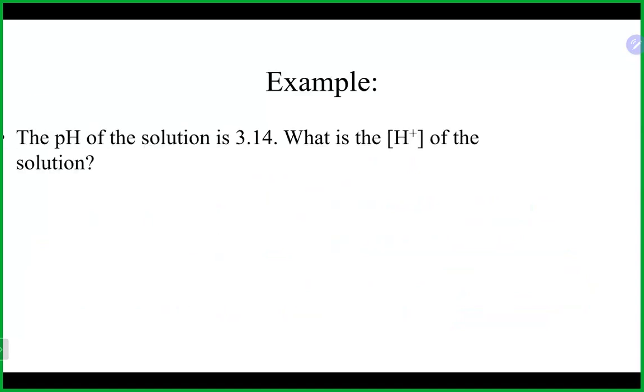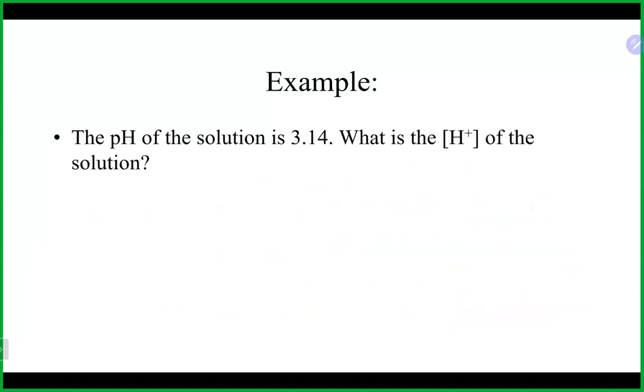All right, try a couple more here. All right, pH is 3.14. What's the H plus concentration? So here again, we have the pH. And once again, as I mentioned, the name does tell you what you can get directly from it. So pH means you can directly get your H plus concentration by doing that inverse log of the negative pH.